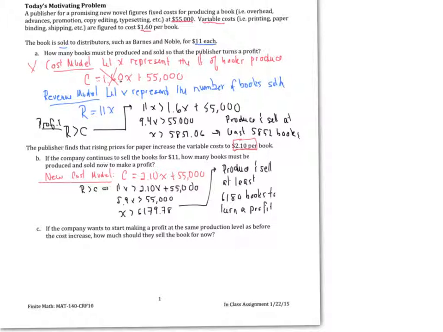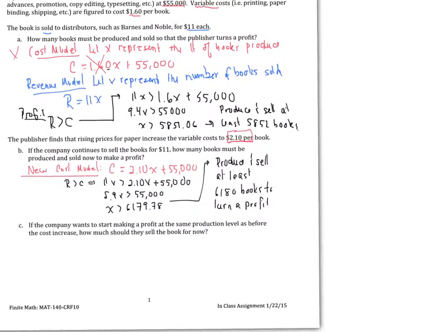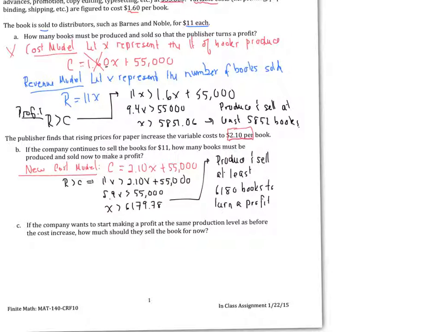Okay, so this last problem, part C, is actually a little bit tougher. It takes a little while. Same situation: the publisher, so the prices rose, and we do have $2.10 per book. So this stays the same right here, the situation.